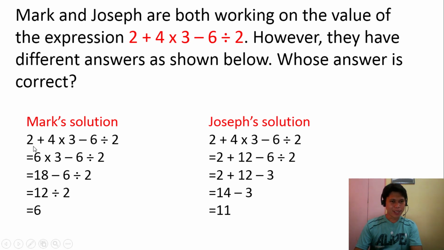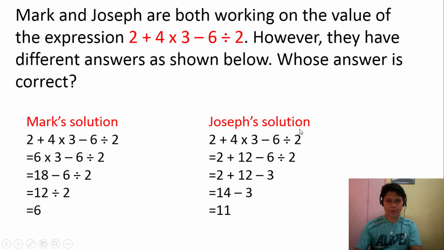For Mark, I think he added first 2 plus 4, so 2 plus 4 is 6 times 3 minus 6 divided by 2, and then 6 times 3 is 18 minus 6 divided by 2, and then 18 minus 6 is 12 divided by 2. 12 divided by 2 is 6, so it's definitely working from left to right, performing the operations, whatever the symbol is, left to right.